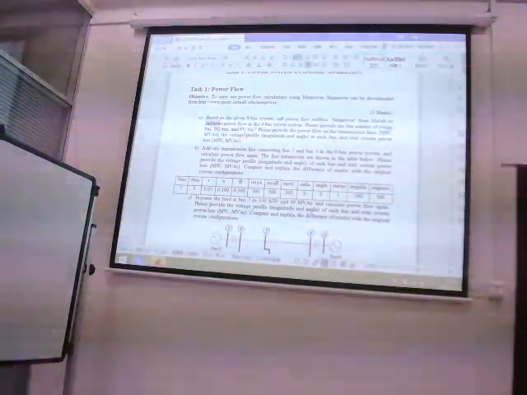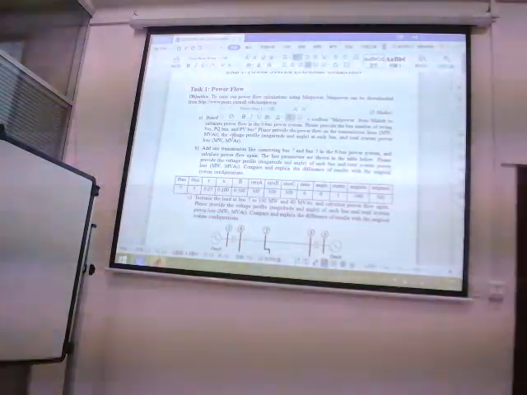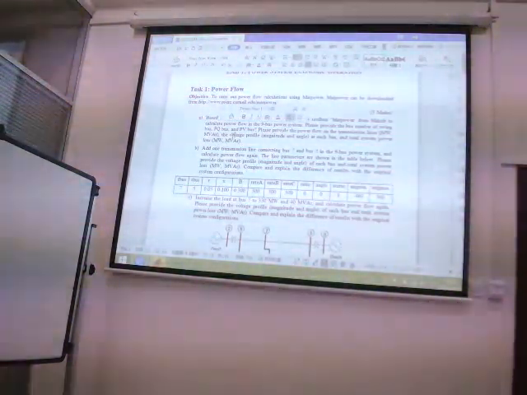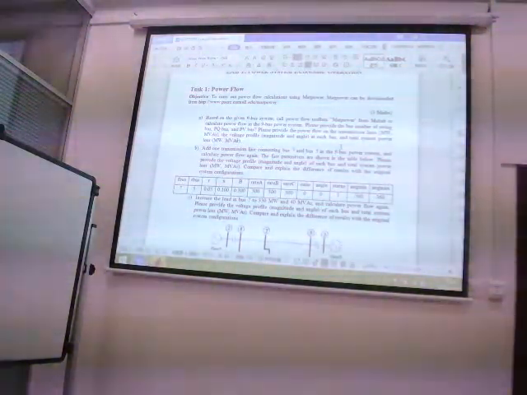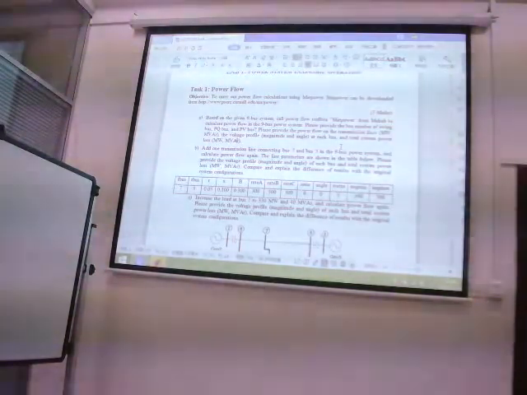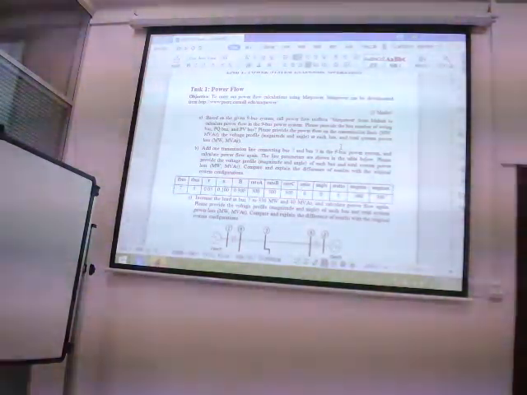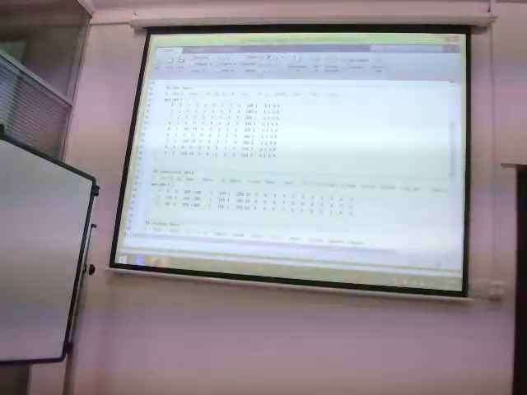You can answer question A. Which one is the swing bus? The swing bus is bus 1. Which one is the PQ bus and which one is the PV bus? Buses 2 and 3 are PV buses and the rest are PQ buses.